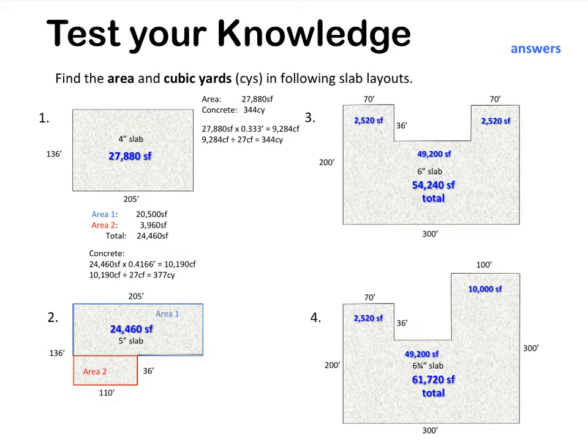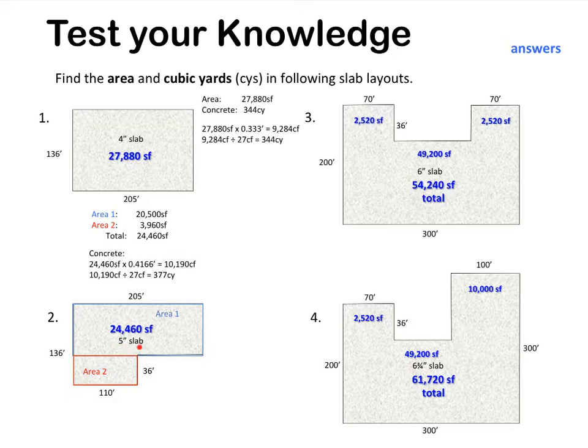Number 2, a little bit more challenging. You've got to break this down into area 1 and area 2. You could have done it a variety of different ways, but the way I'm showing it to you is area 1 and 2. Area 1 is 20,500 square feet. Area 2 is 3,960 square feet, giving you a total square footage of 24,460 square feet.